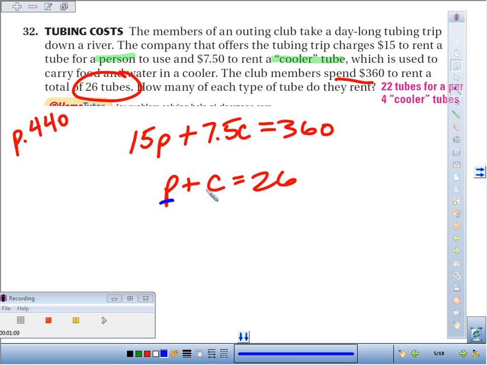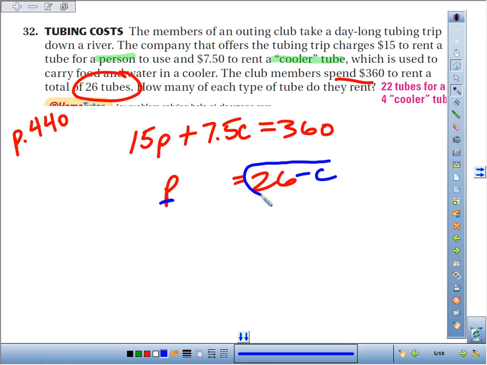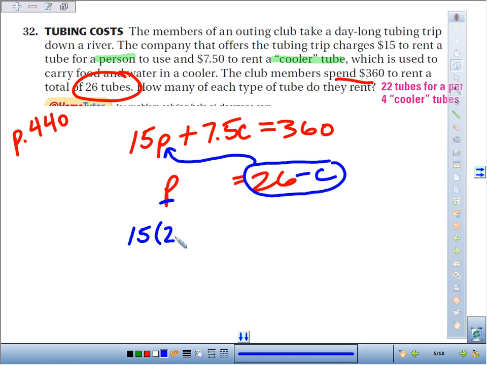I could solve for this P, and I can subtract C on both sides. So now I get P is the same thing as 26 minus C, which means I can take 26 minus C and substitute it in for P in the other equation. So the top equation becomes 15 times, instead of P, and when we use substitution, put it in parentheses, 26 minus C, plus 7.5C equals 360.